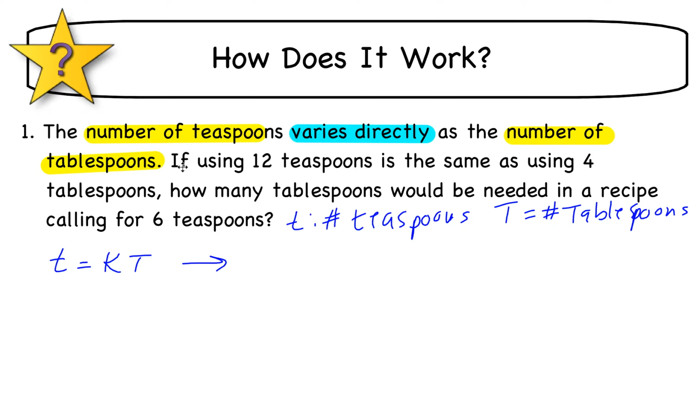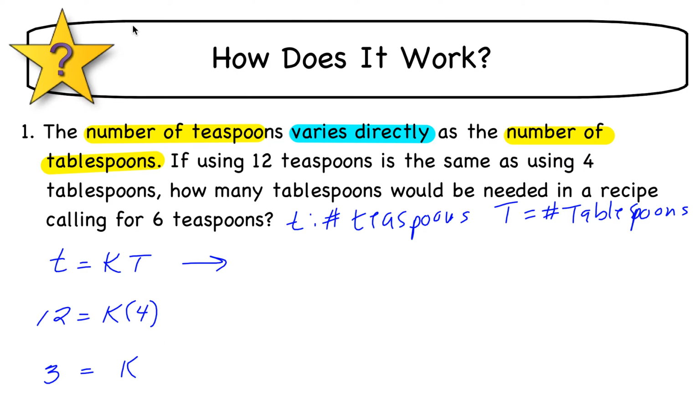So this tells us, it says the number of teaspoons, little t, varies directly, equals the number of tablespoons. They're equal to each other, but you have to multiply by a constant. So then the next sentence says, if using 12 teaspoons, so instead of little t, we want to put in a 12, and that's the same as using 4 tablespoons. So we're going to put in a 4 for the capital T. So 12 equals that constant times 4. Well, now we can solve that for k. Dividing both sides by 4, we get k is equal to 3.